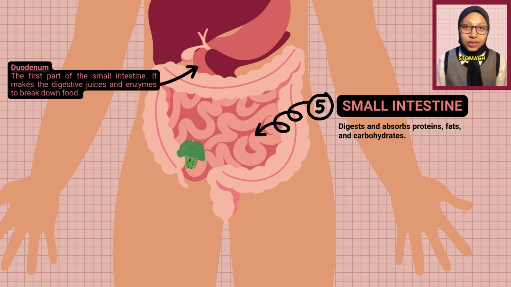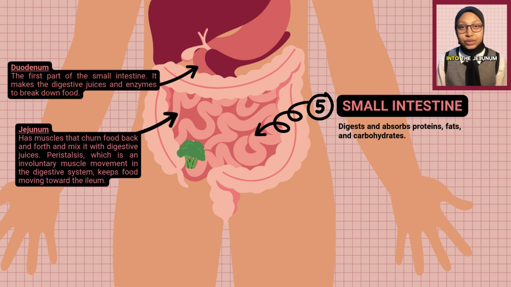After food leaves the stomach, it enters the duodenum, where it is mixed with digestive juices and enzymes. This is crucial because it ensures that our body can absorb the nutrients it needs. Without the duodenum, our body would not be able to fully process the food we consume. Next, we move into the jejunum. The jejunum has muscles that churn food back and forth and mix it with the digestive juices.